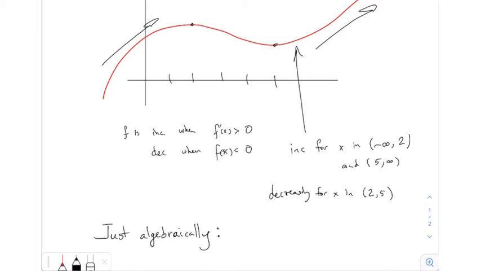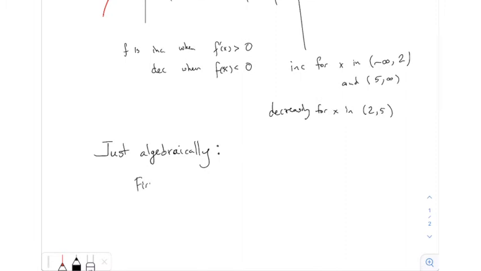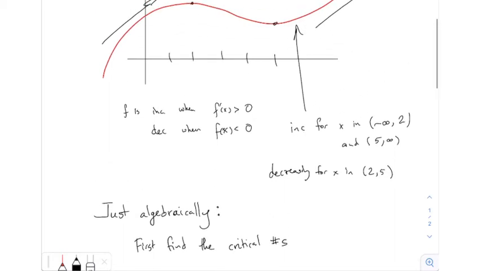How do we do this without looking at the graph? Well, you can still identify these 2 points without looking at the graph, right? Those 2 points can be identified by finding when the derivative is 0. And you can do that just with the equation. You take the derivative, you set it equal to 0, and then solve for x. So first, to do this just algebraically, I'm going to say first, find the critical numbers. Remember, the critical numbers are where the derivative equals 0 and also where the derivative does not exist.